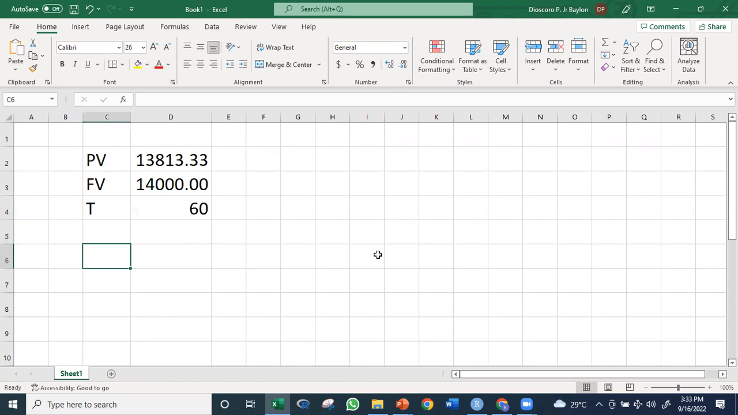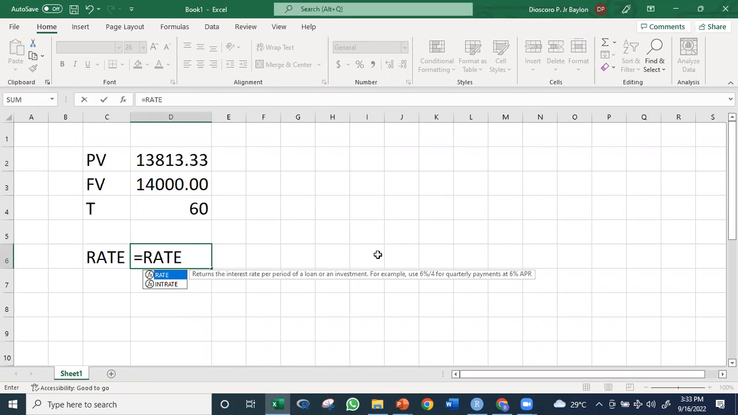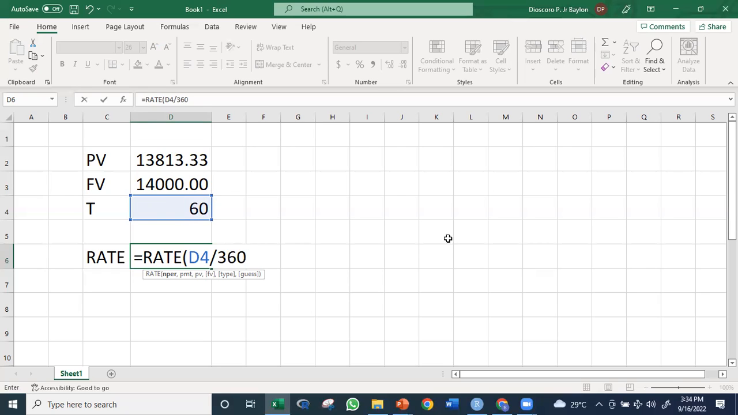All right. You can make use of the function in Excel, meron tayong rate. So this is just to show you how we compute in Excel yung effective rate. So rate, okay, ito sinabi, no? Returns the interest rate per period of a loan. Okay, tingnan natin ano yung mga parameters niya. And per, what's the number of periods? This is 60 divided by 360. That's the period. That's the number of days.